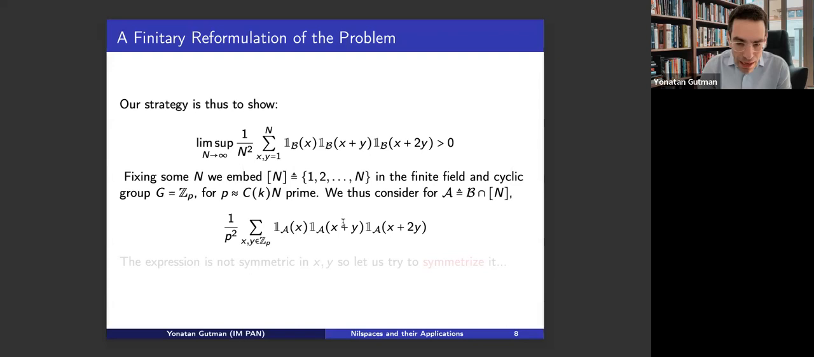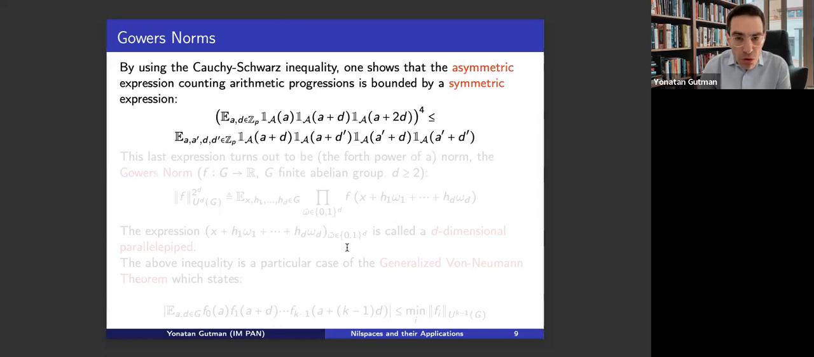And now comes the first non-trivial observation. When you look at this expression, you see it's not symmetric in x and y. And usually in mathematics, symmetry is good. So we want to try to symmetrize it. If you use the Cauchy-Schwarz inequality several times, you can show that the fourth power of this expression is bounded by the expression which I wrote here, which is symmetric.